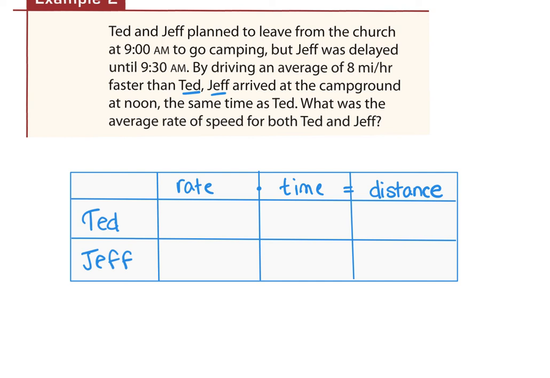So if Ted left at 9 and arrived at noon, I know how long he traveled. How long did Ted travel if he left at 9 and arrived at noon? From 9 to noon, how many hours did he travel? 3, right? Ted traveled 3 hours. He left at 9, he arrived at noon, right? 10, 11, 12, 3 hours, all right? Now, Jeff left half an hour later. So he traveled 30 minutes less time, right? But we're talking hours. So how long did Jeff travel? 9:30 to noon. Half an hour later, 2.5 hours. So we're going to say 2.5.